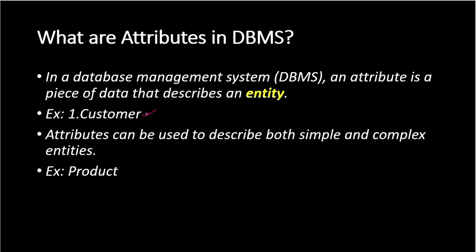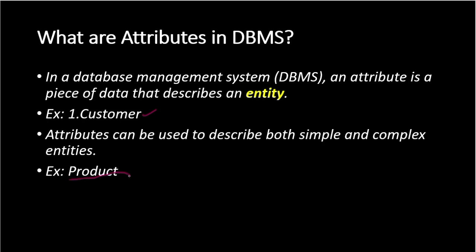Attributes can be used to describe both simple and complex entities. Here I took the example of a customer. It is simple: you can go with his name, his address, his date of birth, and his phone number. Otherwise, if the customer has any other number, you can include the other number also.